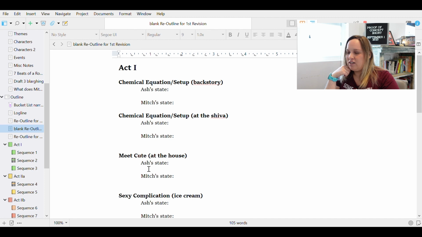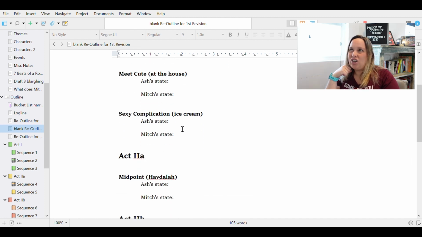Sexy complication is when they come together to decide, you know what, it's easier to be friends than fight. We actually used to have some fun. Midpoint, at this point, spoiler alert, I had the midpoint as the Havdalah section. So Ash and Mitch are both Jewish. Havdalah is a ceremony that you do to mark the end of Shabbat, of the Sabbath. And at this point is when they have sex for the first time as adults.